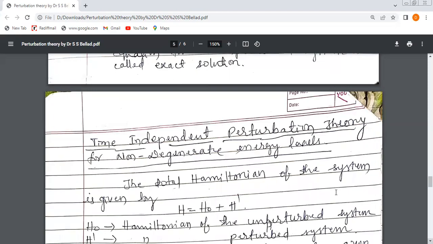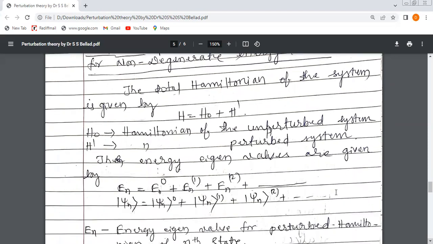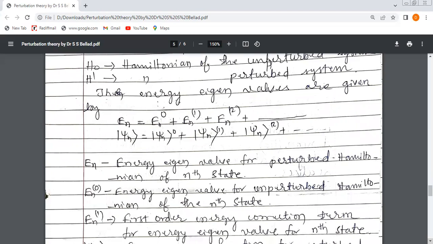So here are some results: time independent perturbation theory for non-degenerate energy levels. I will just go through these results. And as I told, the total Hamiltonian of the system is given by H is equal to H naught plus H dash. This H naught is the Hamiltonian of the unperturbed system, and H dash is the Hamiltonian of the perturbation. And the energy eigenvalues are given by this equation.